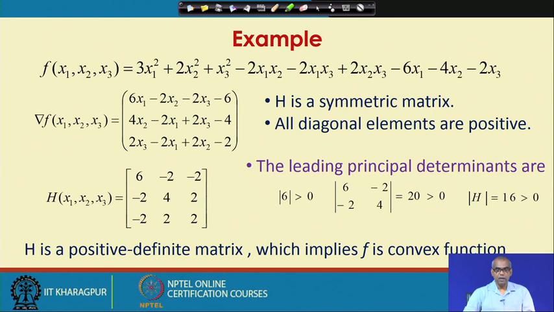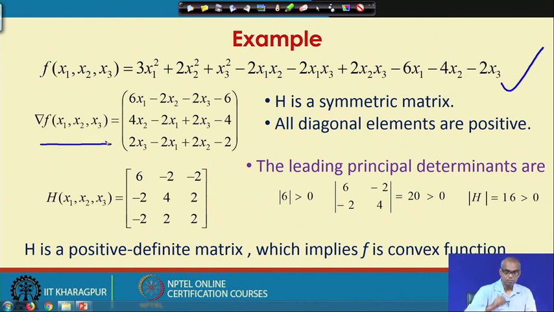Finally, let us take an example with 3 variables x1, x2 and x3, and this is the function 3x1 squared plus 2x2 squared plus x3 squared minus 2x1x2 minus 2x1x3 plus 2x2x3 minus 6x1 minus 4x2 minus 2x3. So, find the gradient, find the Hessian. Hessian is a symmetric matrix, all diagonal elements are positive. So, we now have to find whether this Hessian matrix is positive definite or negative definite.